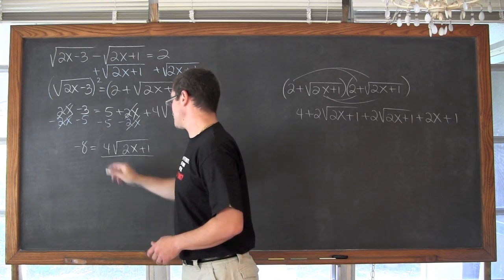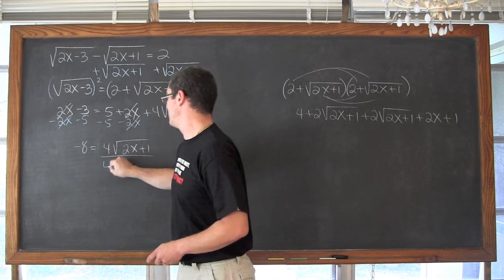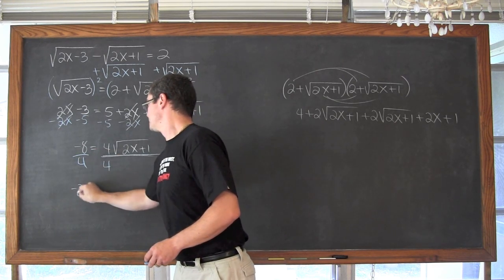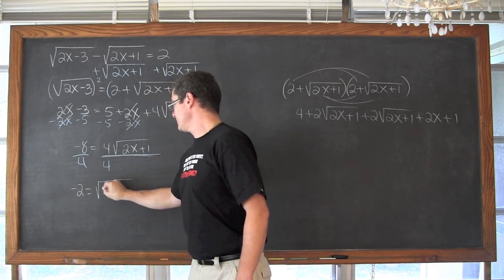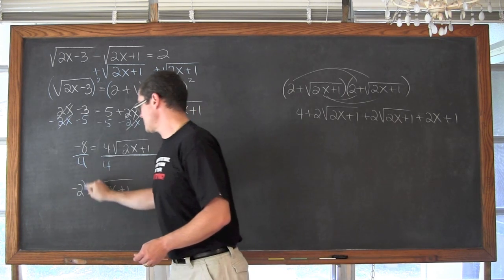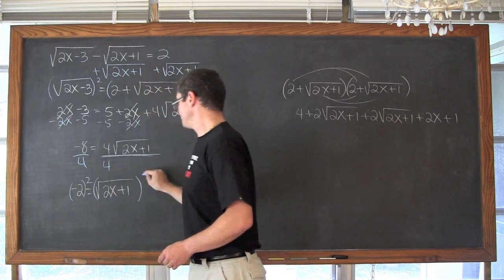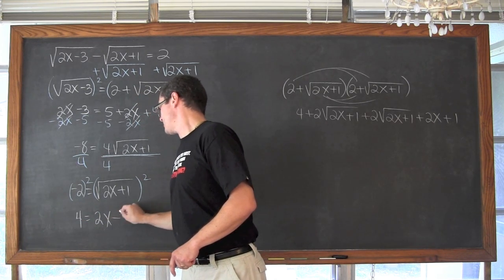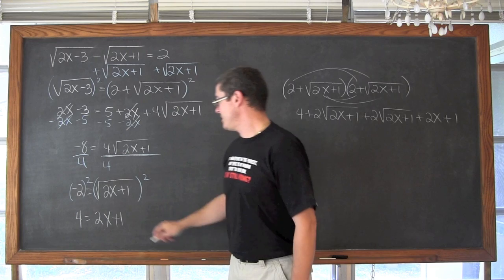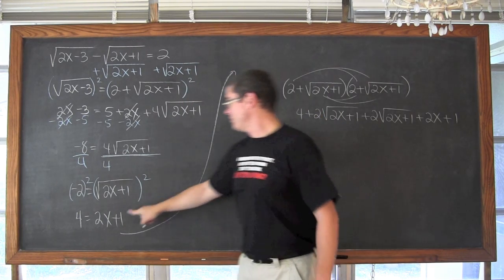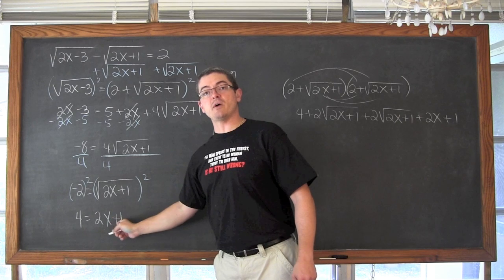But we're not going to have that problem, so we're going to go ahead and do that division by 4 and get negative 2 is equal to the square root of 2x plus 1. We're going to go ahead and square both sides of that equation and get 4 is equal to 2x plus 1. That means that we're going to move that 1 over with subtraction because it's a positive 1 right now.